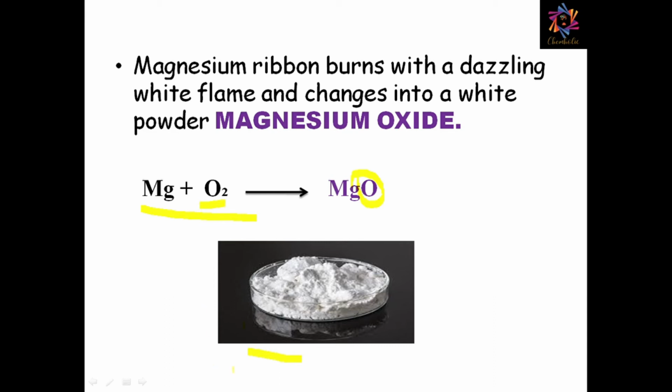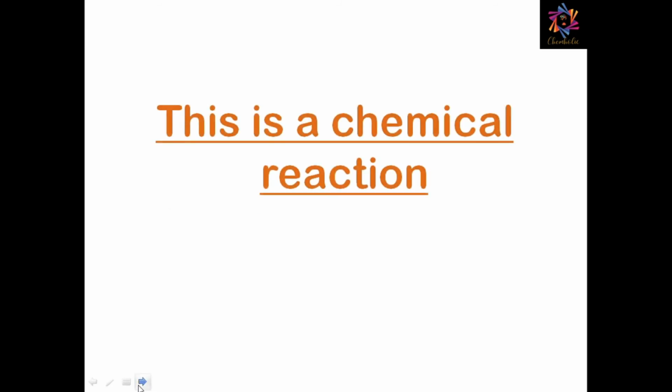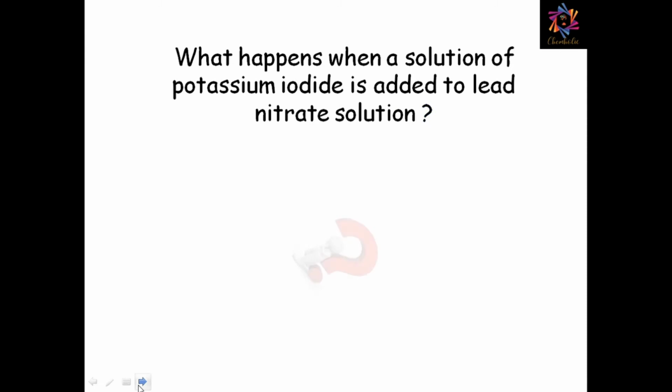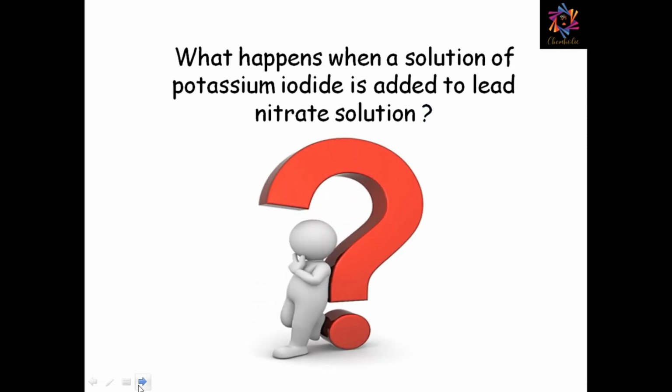So guys, this is the first case that we have taken, what happens to elements and compounds when they are heated. So guys, what do you say? This is the chemical reaction. We will also see many other situations in future videos. Till then, see the next situation: what happens when a solution of potassium iodide is added to lead nitrate solution. So guys, we'll try to mix these two solutions, potassium iodide and lead nitrate, and see what happens in this particular chemical reaction.